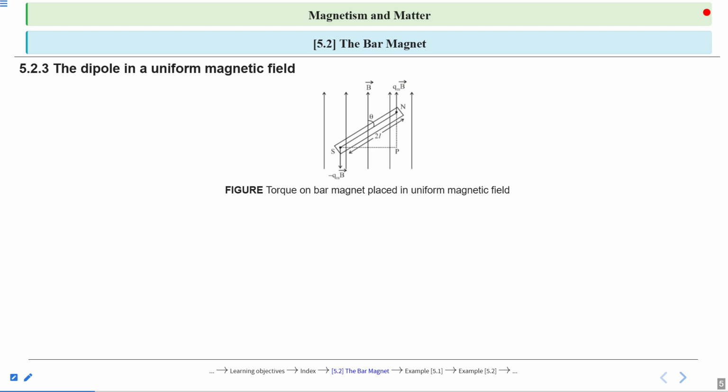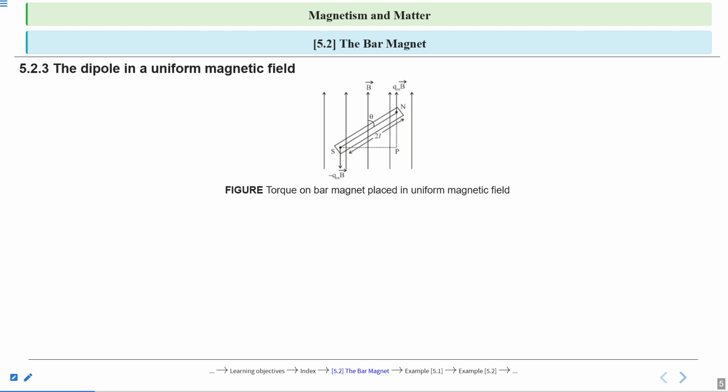This dipole is making an angle theta with the magnetic field, and the direction of the magnetic dipole moment is from south pole to north pole. It is the same as the direction of magnetic field lines inside the magnetic bar. Inside the bar, magnetic field lines are from south to north, and hence the magnetic dipole moment has the same direction, from south to north pole. You can see in the diagram.